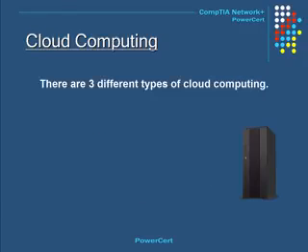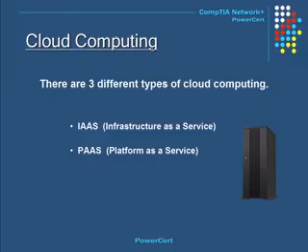Now there are three different types of cloud computing. There's Infrastructure as a Service, or IaaS, Platform as a Service, or PaaS, and Software as a Service, or SaaS. Now these three vary in control and flexibility, so it's up to the user to decide what suits their needs.